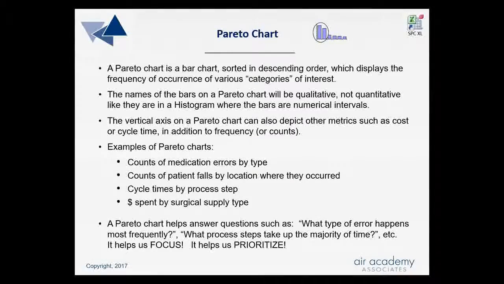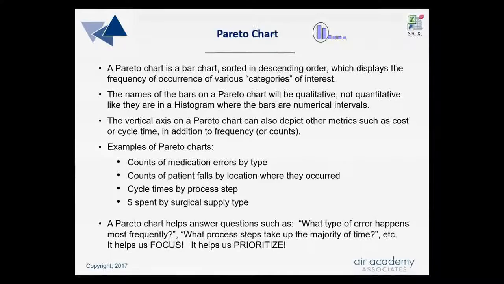in addition to frequency or counts. Some examples of Pareto charts might be the counts or frequency of medication errors by type of error or by reason of error. Another might be the counts or frequency of patient falls by location of where they occurred. Another might be the cycle times by process step. Another might be the cost spent by surgical supply type.